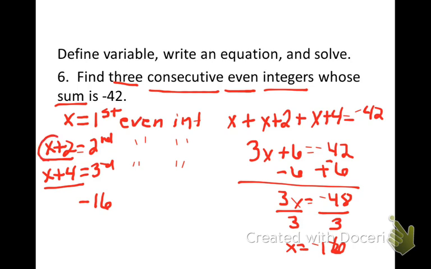If we put a negative 16 in here for x, negative 16 plus 2 would be negative 14, and then we put it in here for x and add 4 to it, it's going to be negative 12. And these are consecutive integers, and if you add them up, you're going to get negative 42.